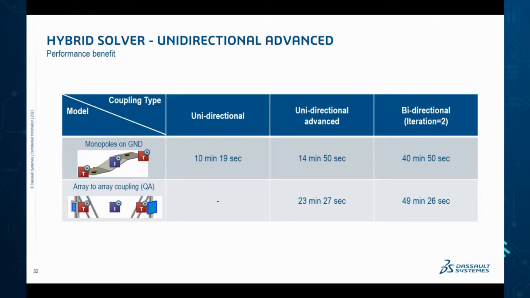Here are some benchmarks, some numbers, to encourage you to test the new unidirectional advanced hybrid solver. We see here the calculation for the bidirectional simulation using only 2 iterations, 40 minutes in comparison to 14 minutes with the advanced, and in the other example, 15 minutes in comparison to 23 minutes. So yeah.